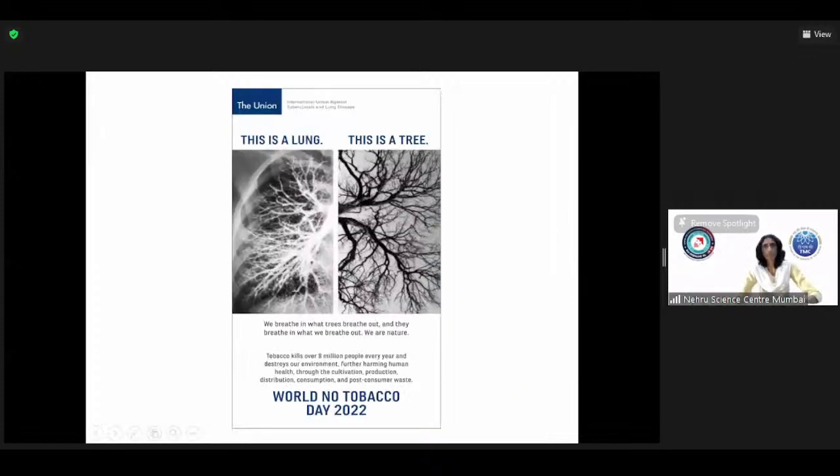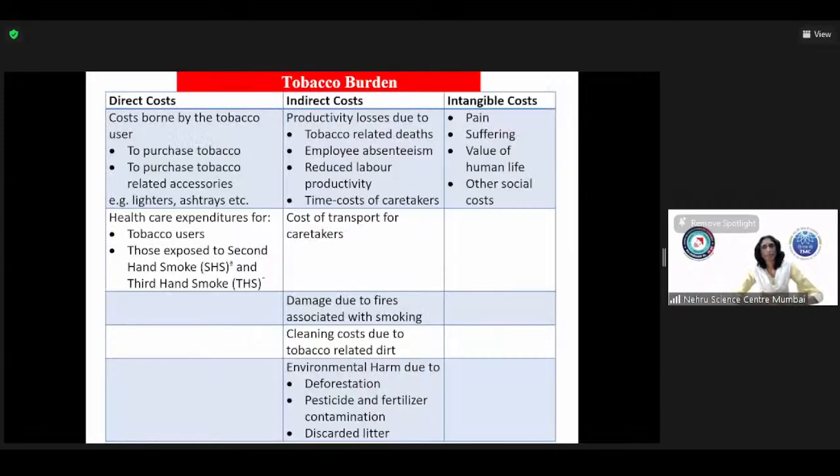So the environmental effect of tobacco. I would like to start with this picture, where there's an analogy between the lung and the tree, because the air we breathe in is what trees breathe out. Just to begin this topic, we are nature, and let's not forget that, keeping tobacco in mind. Where do we stand today?